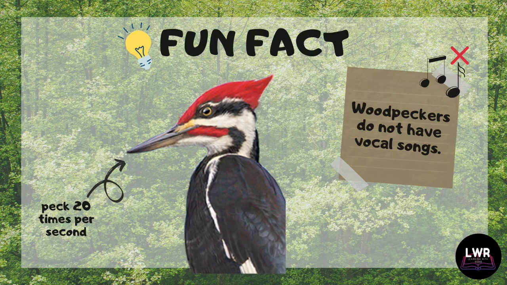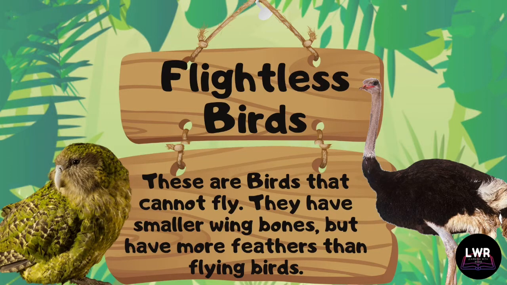Sadly, despite being able to peck at an incredible speed, woodpeckers do not have vocal songs, although they can make chirps, chatters, and alarm calls. Their way of communication is through drumming on resonant objects such as hollow trees, logs, chimneys, rain gutters, metal roofing, etc.